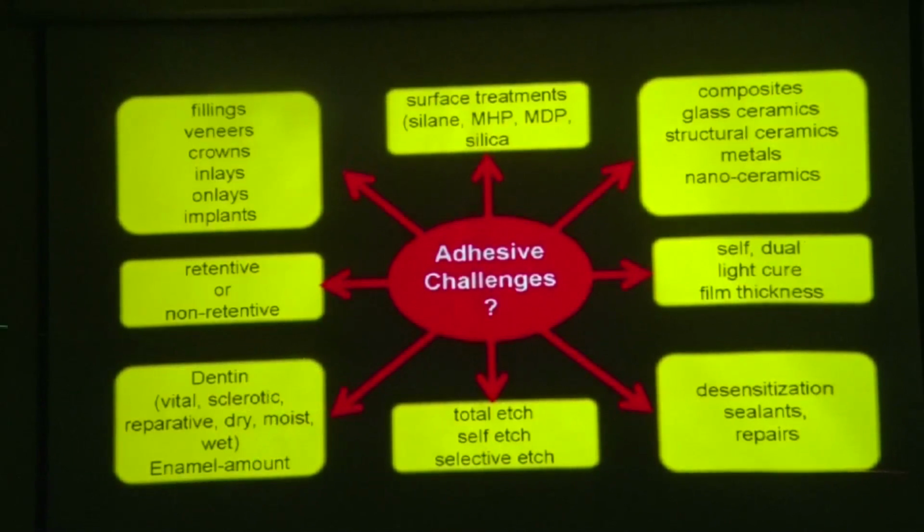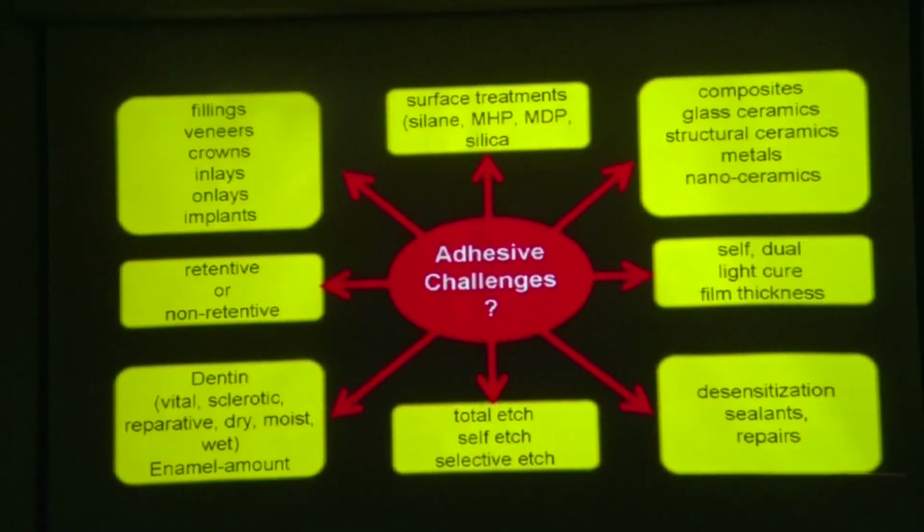Then comes the substrate: whether I want to bond to sclerotic dentine, reparative dentine, or dry, moist or wet dentine. There are situations where you do indirect pulp capping and there is a change in the structure of dentine. Sometimes you are working on hypermineralized dentine, or deep dentine. So situations are always different.